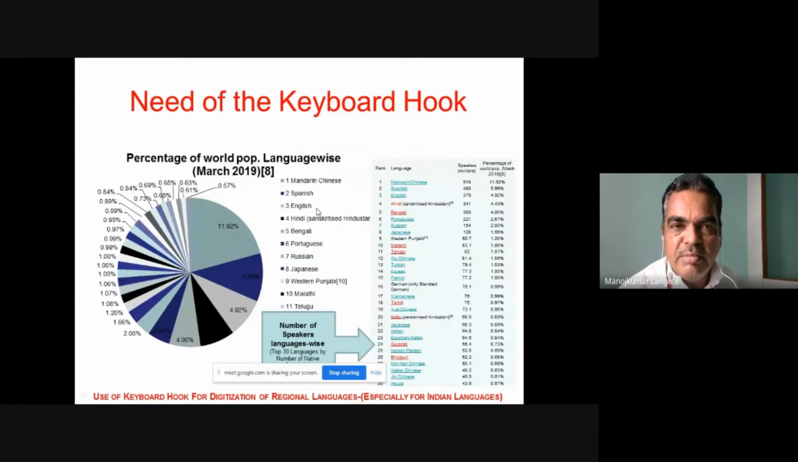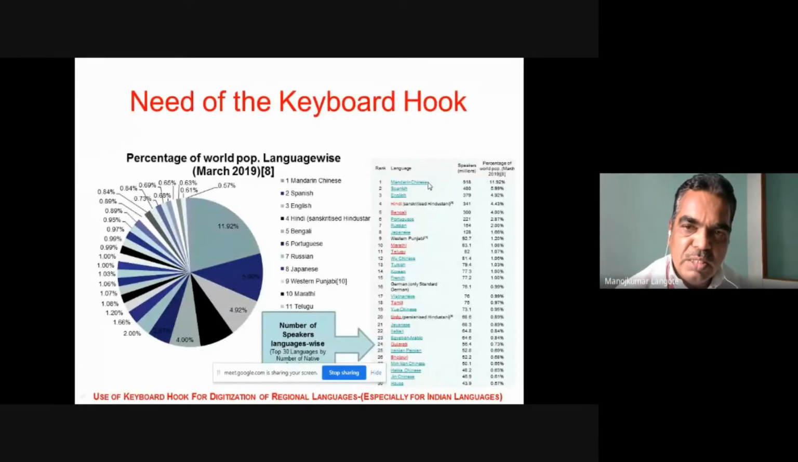Then if we look at the languages, in the previous slide I showed you the different countries, but here I just classified the languages, that is Mandarin Chinese, then Spanish, English, Hindi. So these are arranged in a sequence from top to bottom, largest to smallest. Obviously the Chinese population is more, so 11.92% people are using this Chinese language. Then English is used by 4.92%. We have considered only the first language, not the second language.